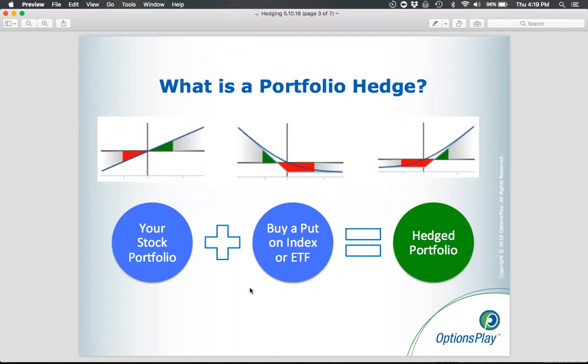So we're going to start off talking about what is a portfolio hedge. It's really simple. It's taking your existing stock portfolio, so anyone that has stocks, ETFs, any type of securities in your portfolio, what you're going to do is buy a put on an index or an ETF, because you feel that the markets are going to correct lower, and that is what ends up as your hedged portfolio. So your stock position here on the left, as you can see, this is what a stock portfolio looks like. As the stocks go higher, you make a profit. As the stocks go lower, you have losses.